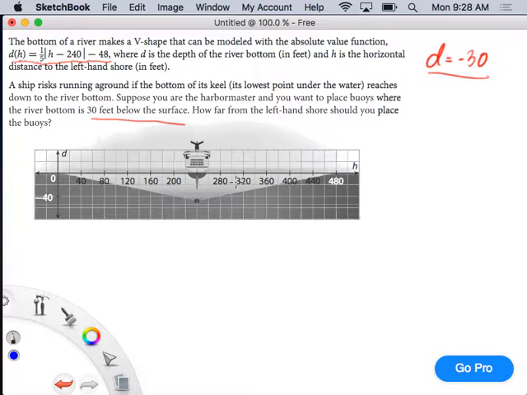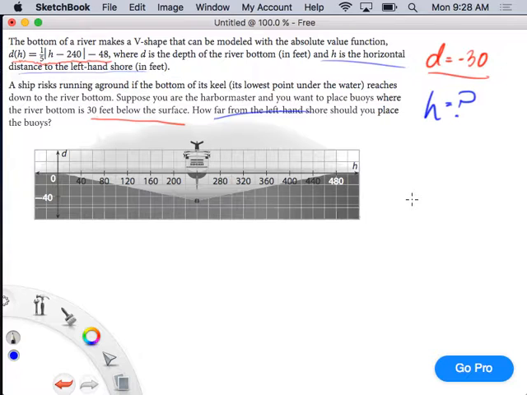Okay, we've already got that one of our variables, D, is equal to negative 30. Which variable is it asking us to solve for? H, yes. How far from the left-hand shore? Okay, H is the horizontal distance to the left-hand shore. There you go. So it's asking us to solve for H. So it gives us D, it's asking us to solve for H. What should we use to solve for H when given D?